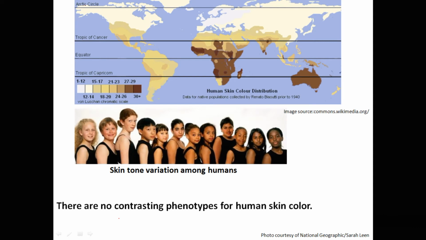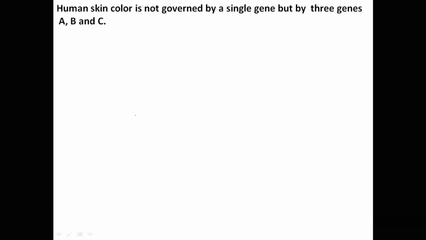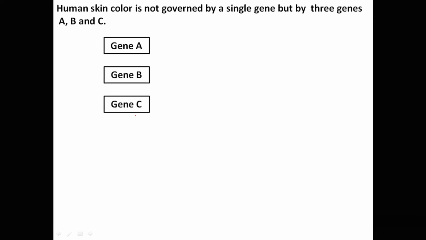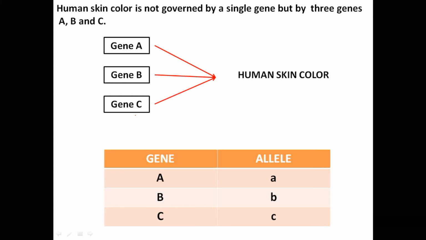If we study the inheritance of human skin color, we find that human skin color does not have contrasting traits or opposite traits. In fact, there are many small variations in the skin tone ranging from fairer skin to very dark skin. It is interesting to note that human skin color is not governed by a single gene, but is governed by three genes A, B and C. All the three genes together result in the human skin color. Genes and their alleles are shown.